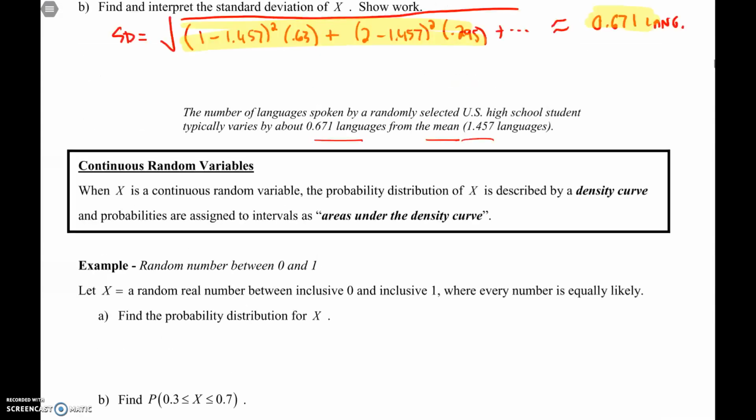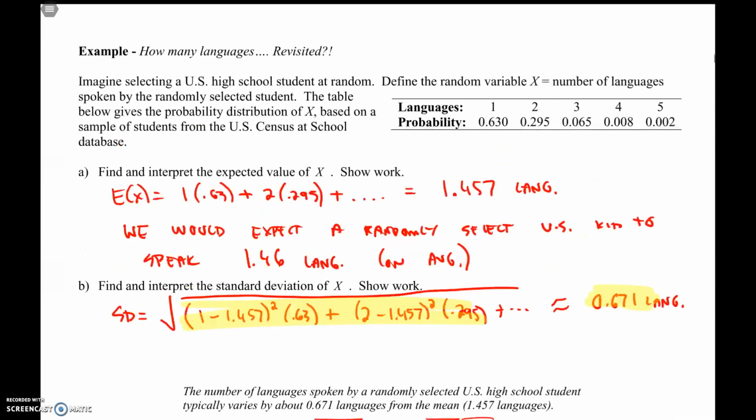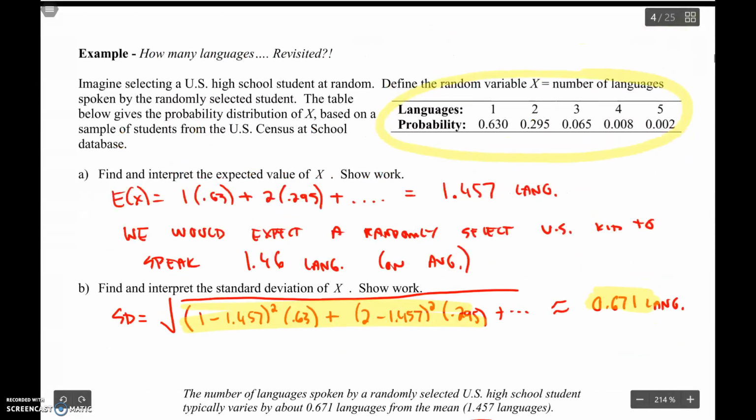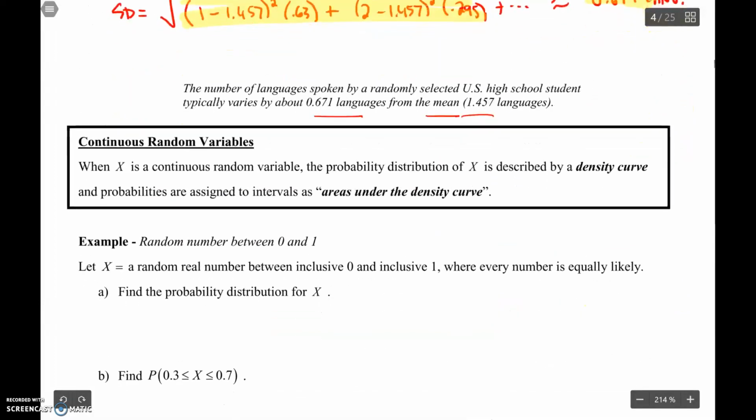All right, so this is a little bit of review. This is how we show the probability distribution of a discrete random variable. So what do we do with a continuous random variable? We've worked with these before. A continuous random variable, we simply describe the probability distribution by looking at the density curve.